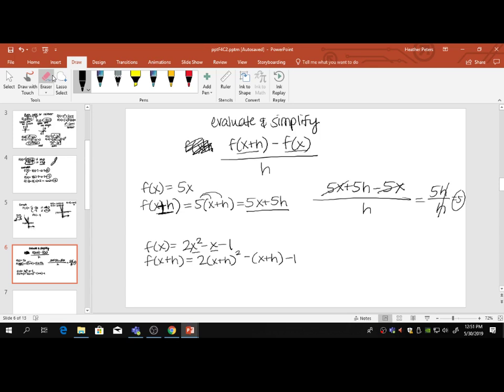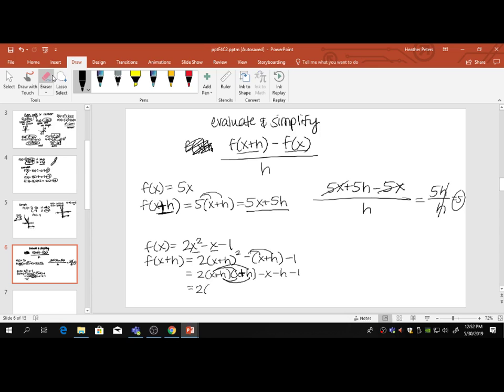Okay, and now I need to simplify this. So x plus h squared means x plus h times x plus h. Okay, here I'm going to distribute the negative to both, so negative x, negative h, and then I still have the minus 1 on the end. Okay, now this thing you need to basically FOIL it, or double distribution, however you want to think of that. So x needs to get multiplied by everything in the second parentheses, and h needs to get multiplied by everything in the second parentheses. And I still have this 2 out front.